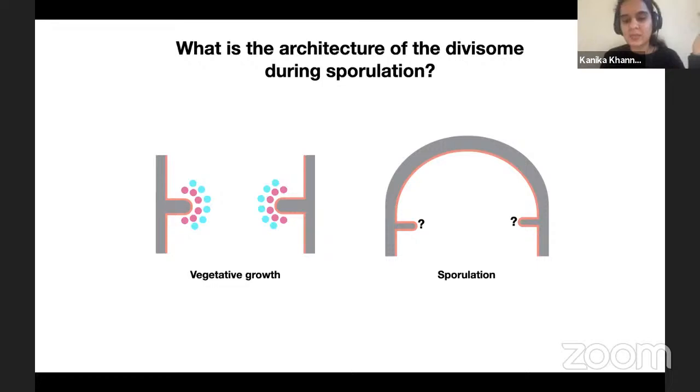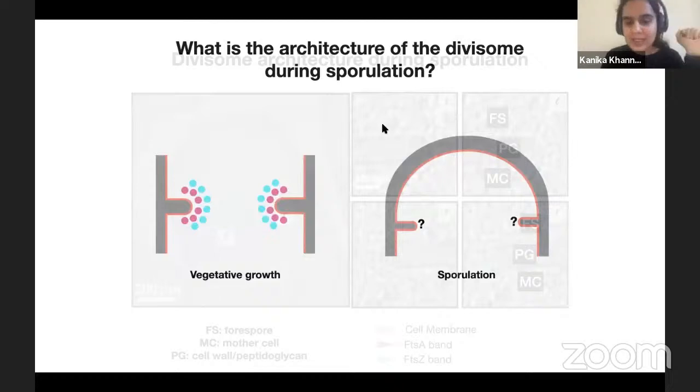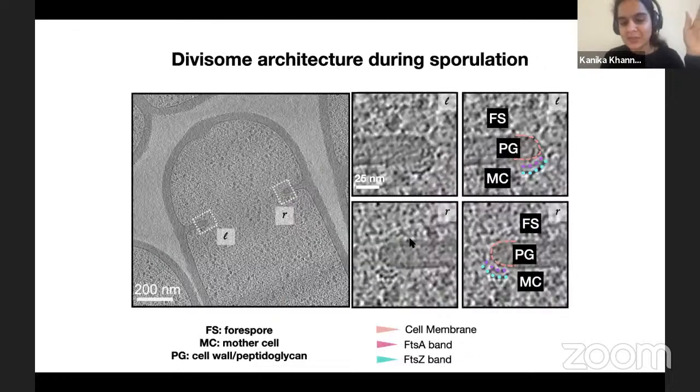And the next question we wanted to ask is, can we image these dividing cells and see the organization of FtsA and FtsZ filaments during sporulation as well? So we imaged dividing sporulating cells, and this is again a zoomed in view of the left side and the right side of the invaginating septum. And to our surprise, what we saw was that these FtsA and FtsZ filaments were only present on the mother cell side of the invaginating septum. So the smaller side is the forespore and the larger side is the mother cell, and these proteins were exclusively present on the mother cell side of the invaginating septum.